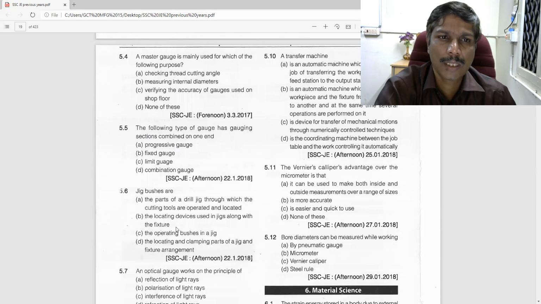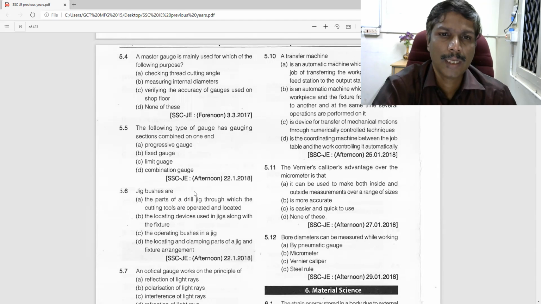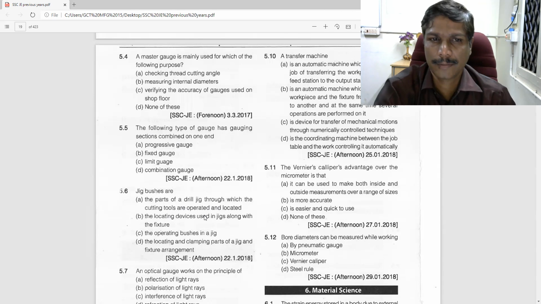Next, jig bushes. Jig bushes are the part of a drill jig through which the cutting tools are operated and located. So that is a jig. It is a part of the drill jig, used for operating and locating the cutting tools.